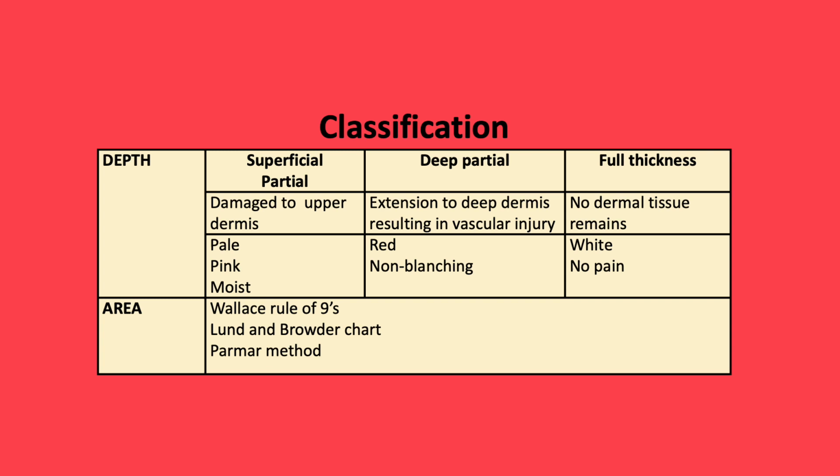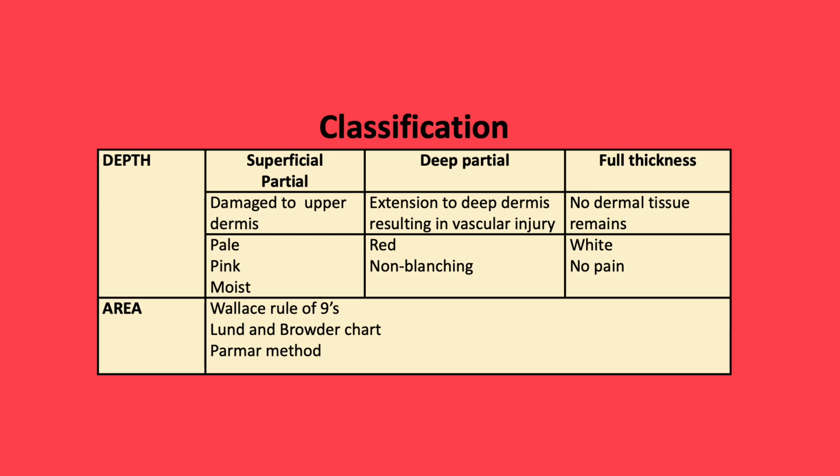A burn injury can be classified according to the etiology, i.e. the cause, the area affected in the body and also the depth. So the depth can be further subclassified into superficial partial, deep partial and full thickness. Superficial partial injuries involve damage to the upper dermis and therefore the appearance of the skin is pale pink and moist. Conversely, full thickness burns result in complete destruction of the dermis, leading to white, non-painful tissue.